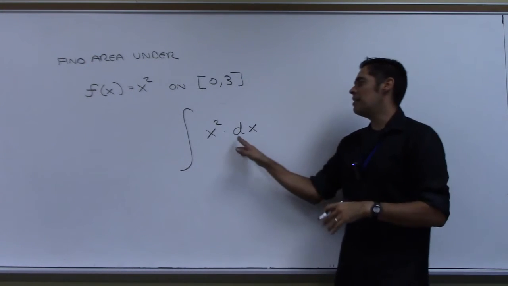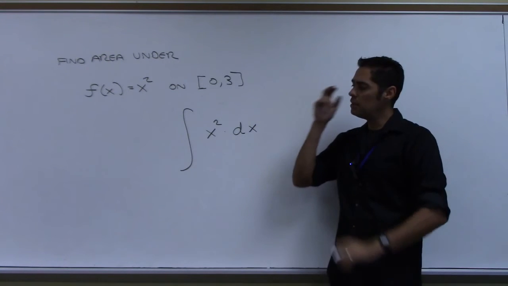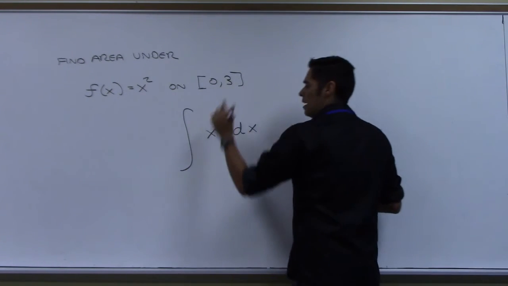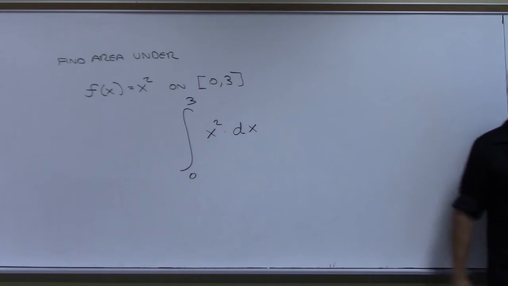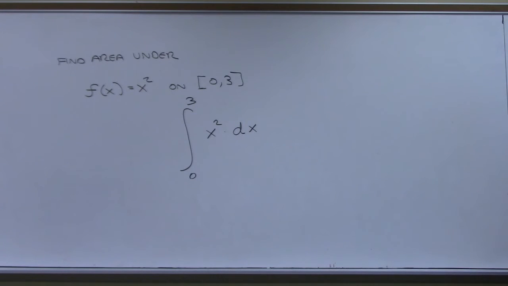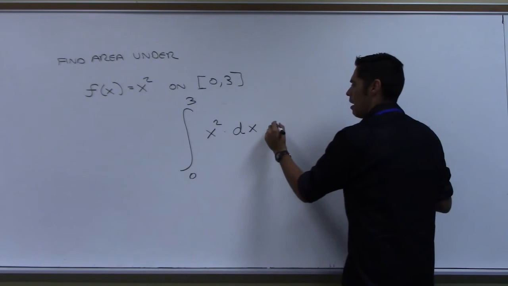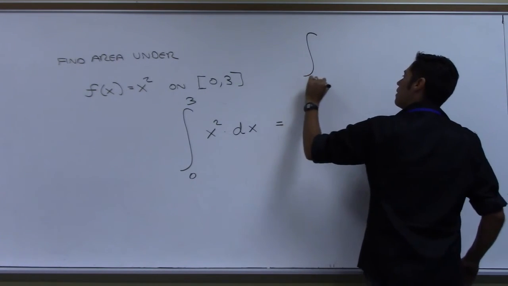We have always known it as the thing that keeps track of our variable, right? But now this has geometric meaning. Then we use 0 and 3 to tell us where to start and where to stop, right? According to the evaluation theorem, the answer to this will be equal to, and I'm going to write the evaluation theorem up here.